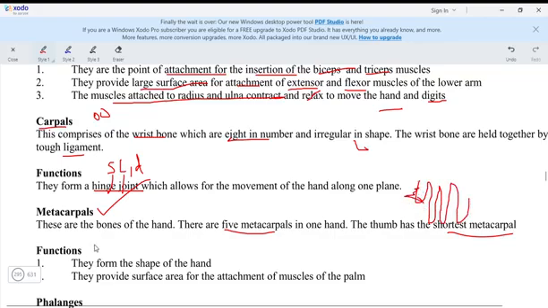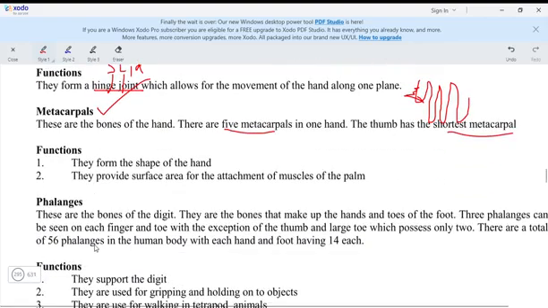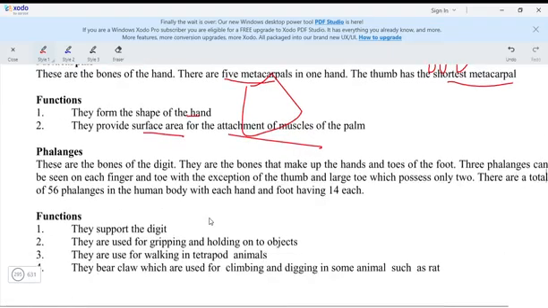So what's the function of metacarpals? They form the shape of the hand. That's where you have your palm. Your palm is your metacarpal. They provide surface area for the attachment of muscle. So the muscles of the palm are there.